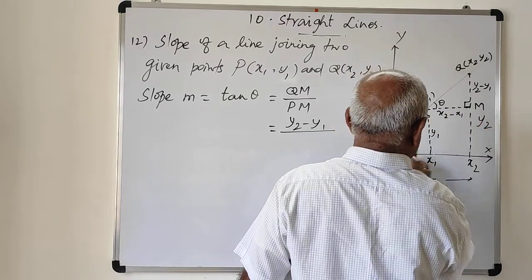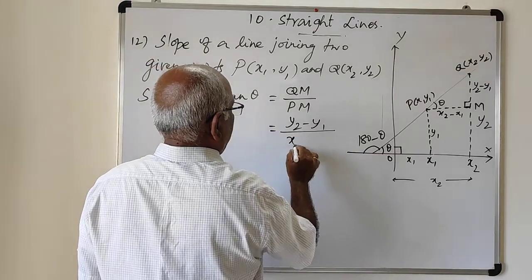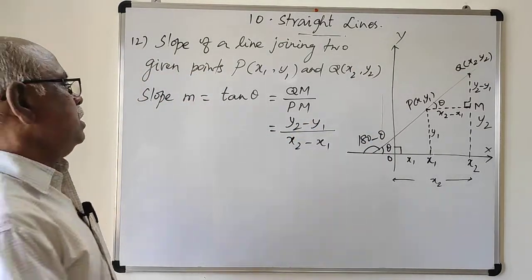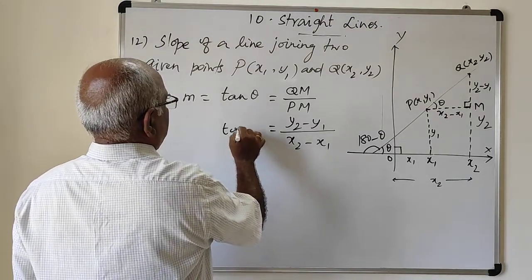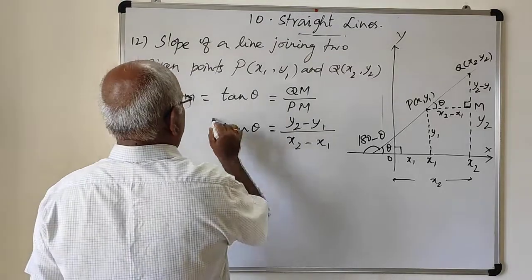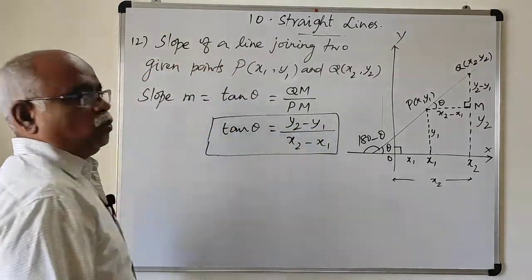x2 minus x1 is the total length. If you subtract, you will get PM equal to x2 minus x1. Therefore, the slope of the line joining P(x1, y1) and Q(x2, y2) is tan theta. Slope is y2 minus y1 by x2 minus x1. This is the slope of a line joining two points.